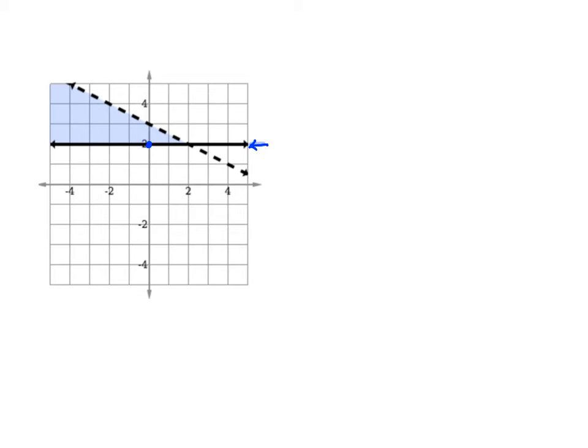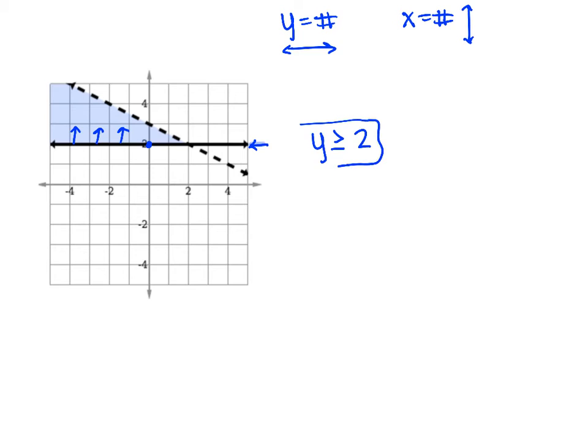Right? So quick review, y equals a number was a horizontal line, and x equals a number was a vertical line. So I know this is a y equals, and it crosses the y-axis at 2. But the shading here is above that line. So y is greater than 2. Do I need the or equal to part? Well, it's a solid line, so I need the or equal to part. That is my first inequality.